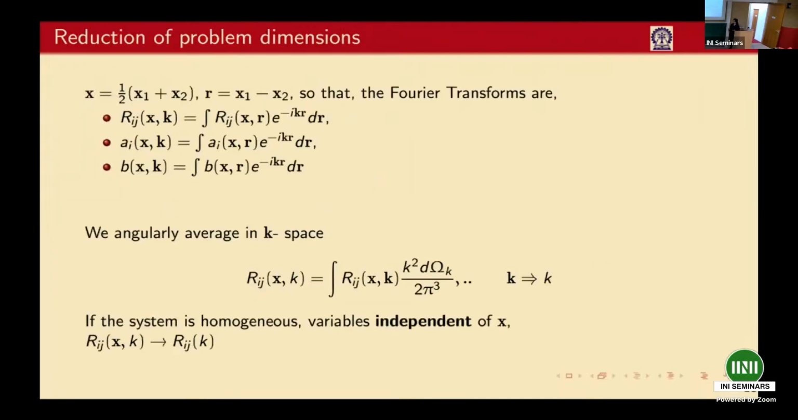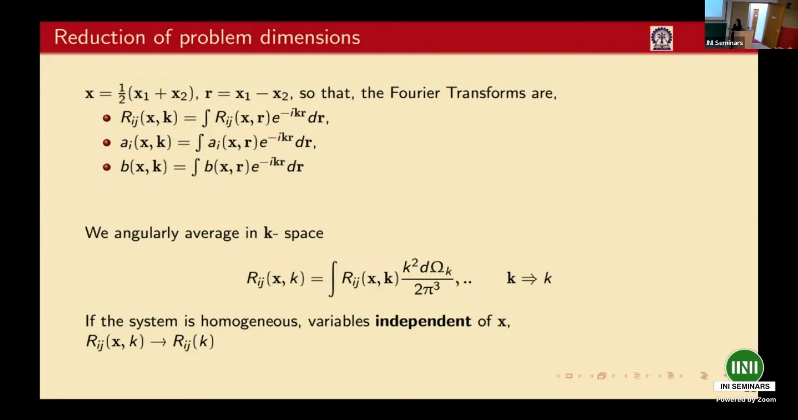Now, how do we achieve that speed up in time? We did a reduction of problem dimensions. So basically, we reduced a 3D system to a 1D system, and that's how we achieved the speed up. So basically, all the variables, all the observables were expressed in terms of a center of mass and separation coordinate.